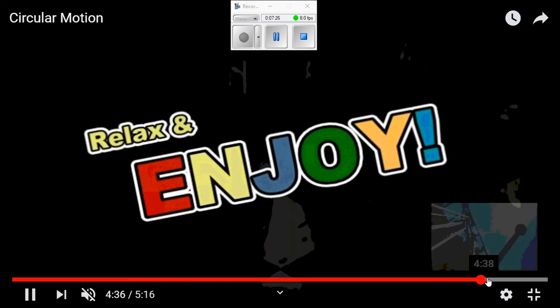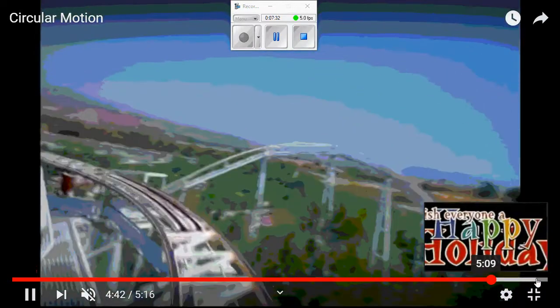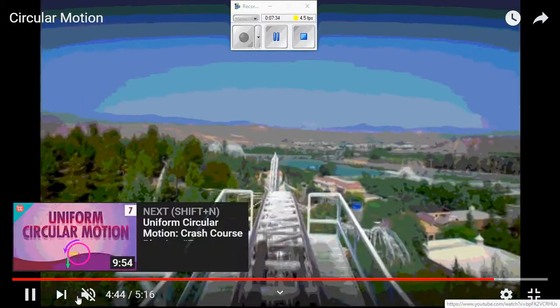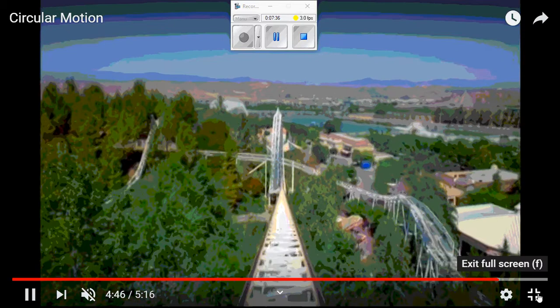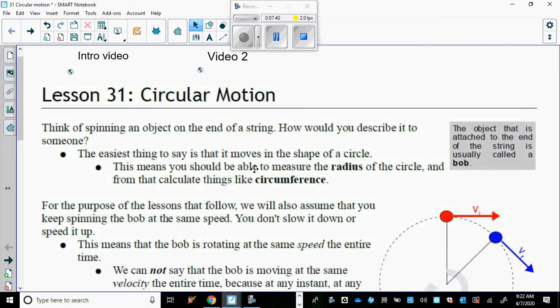And then the rest of the video just shows some other examples, a lot of roller coasters. I think that's about it. It's all roller coasters. Yeah, okay, that's it. We'll stop this lesson here. And then in the next lesson, 31-2, we'll continue with circular motion.